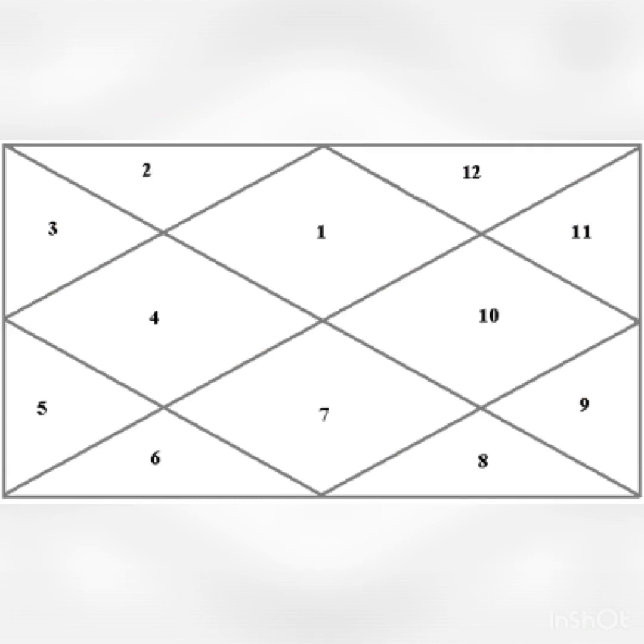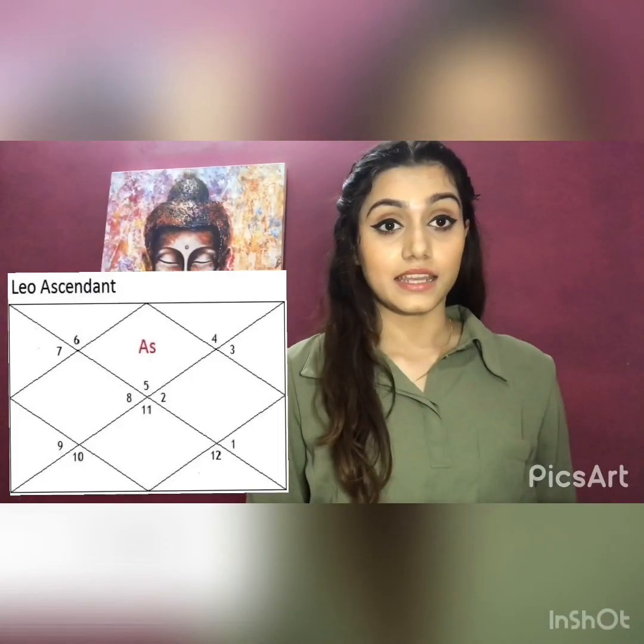The first box, which is known as the ascendant or lagna, is the rising sign. This ascendant rising sign is considered to be the most important sign in astrology, which tells us about the path of our life. So let's take an example.